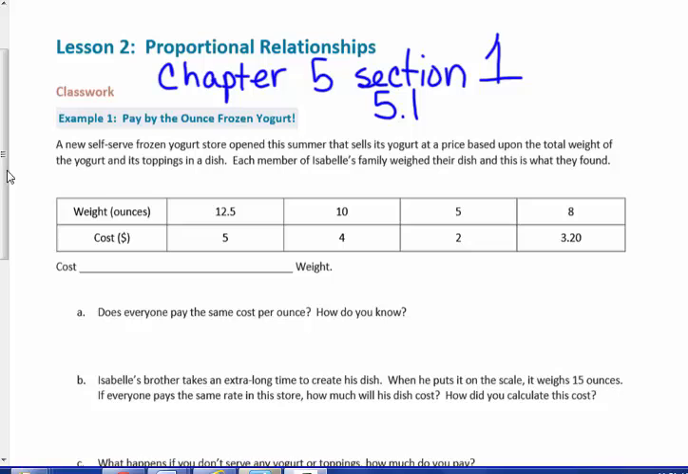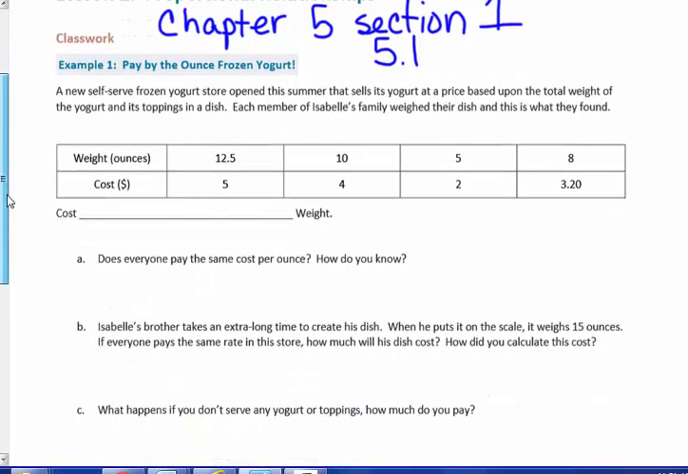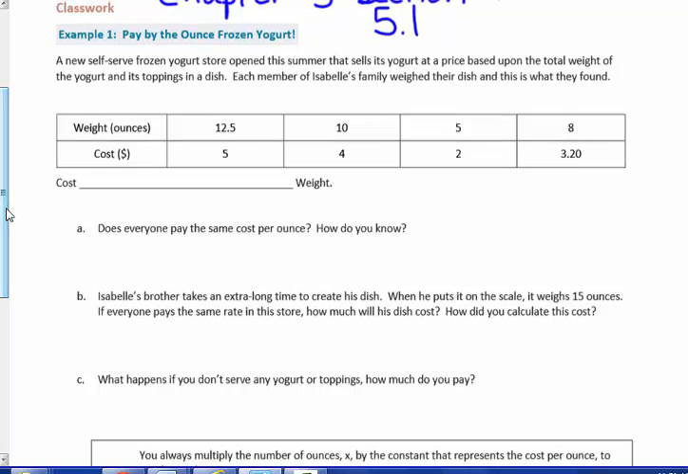I'm going to go through this, and you're going to fill in notes as I go along. Example 1, pay by the ounce frozen yogurt. A new self-serve frozen yogurt store opened this summer that sells its yogurt at a price based upon the total weight of the yogurt and its toppings. Each member of Isabel's family weighed their dish, and this is what they found.